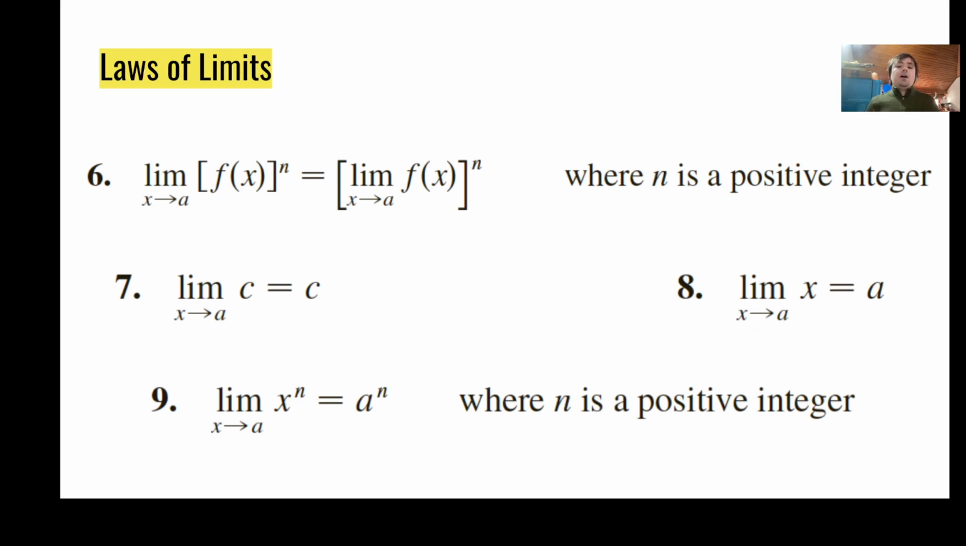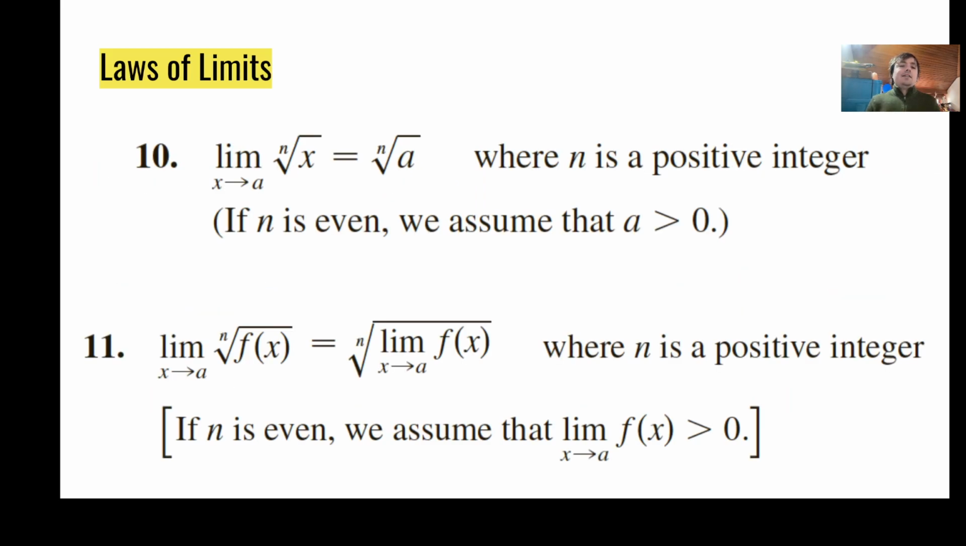The limit of the variable x as x approaches a number a is just a. And then the limit of x raised to the power n is just a raised to the power n, where n is a positive integer.